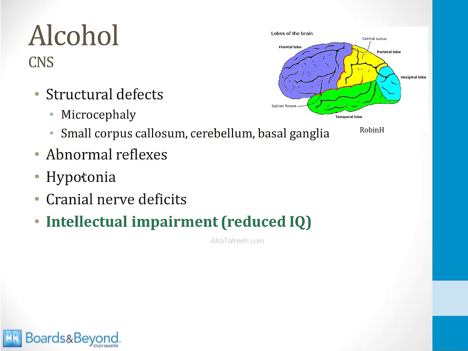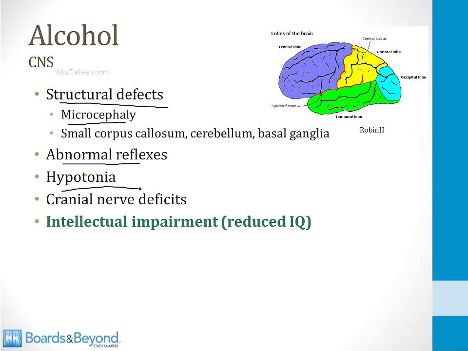First of all, babies born to mothers who consume alcohol when they're pregnant can have structural defects of the brain. Basically, the brain is just smaller than it should be in these babies. That's an easy way to remember this. Basically, everything about these babies is just small. So these babies often have a small head, which is microcephaly, and they can have small other structures in the brain, like the corpus callosum, the cerebellum, and the basal ganglia. In the most severe form, these babies can be born with holoprosencephaly, where they have a single lobe of the brain. In addition, these babies often have abnormal reflexes, which can be detected at birth.